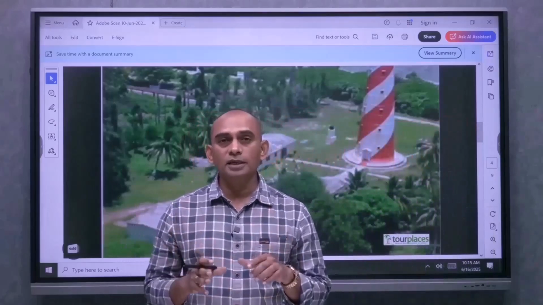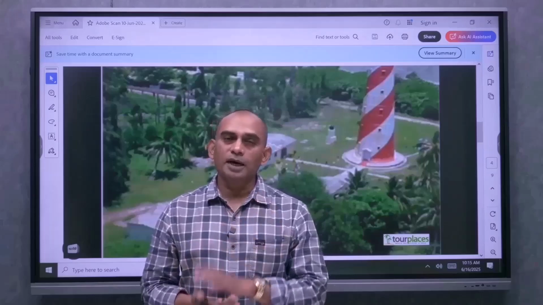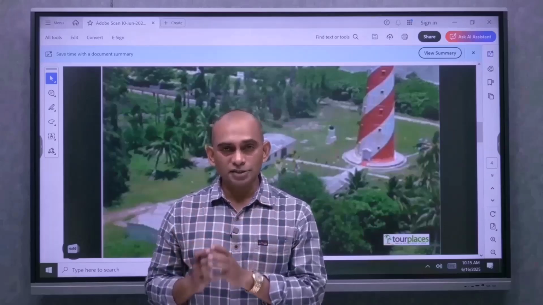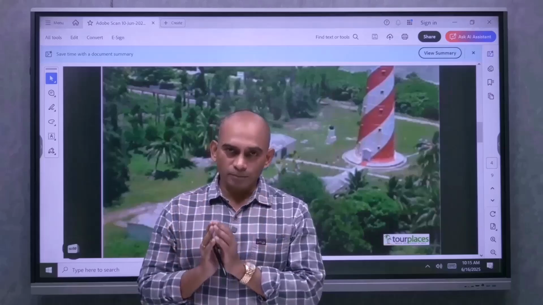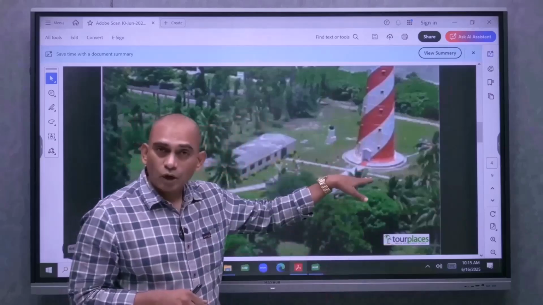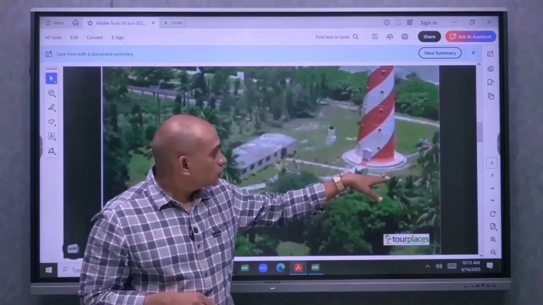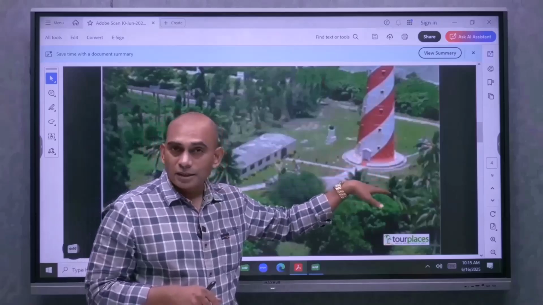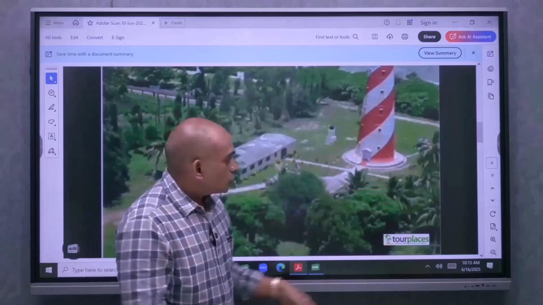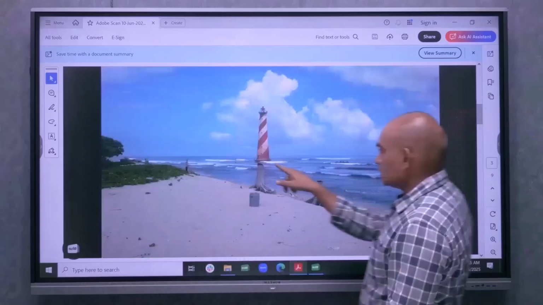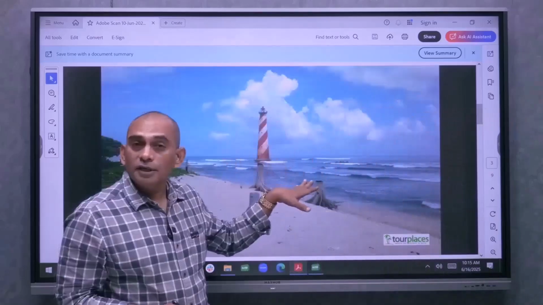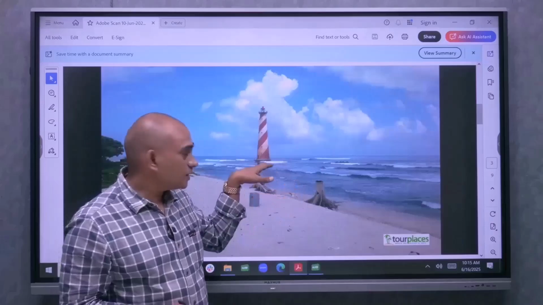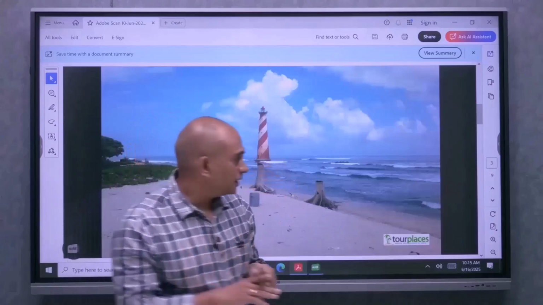Southernmost tip of India is Indira Point. It is located in the Great Nicobar Island of Andaman and Nicobar Islands, in general, Nicobar Islands in particular. So look at the lighthouse of Indira Point. Look at the base where it is located before tsunami. And after tsunami, look at the base. Indira Point completely submerged. Base of this lighthouse permanently inundated.